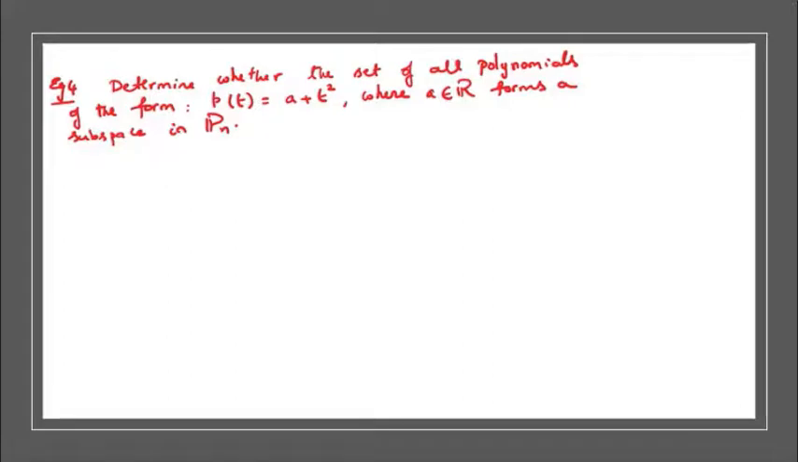Our next example is also in polynomials. Determine whether the set of all polynomials of the form P of t equal to a plus t square, where a belongs to R, forms a subspace in Pn. So let us see the solution. What is the subset here? It is H. It has all the polynomials which are in the form a plus t square such that a belongs to R.